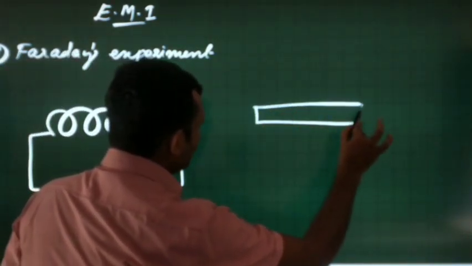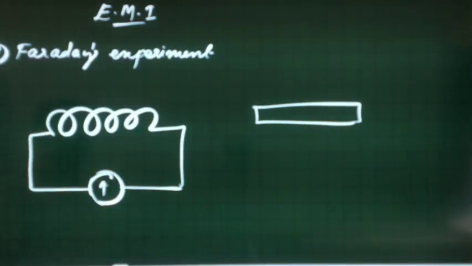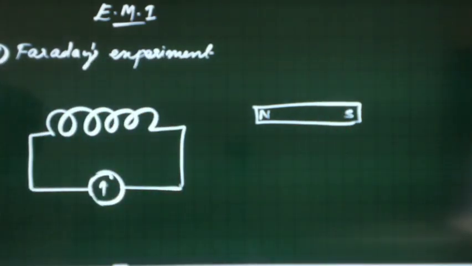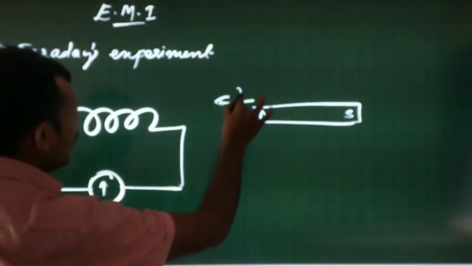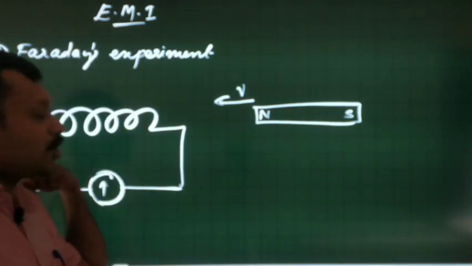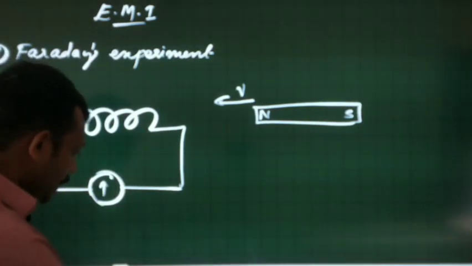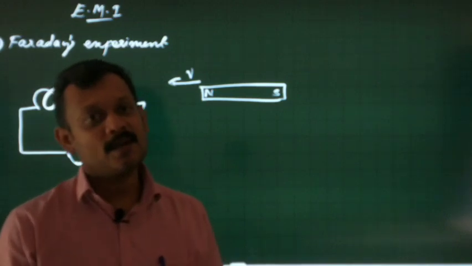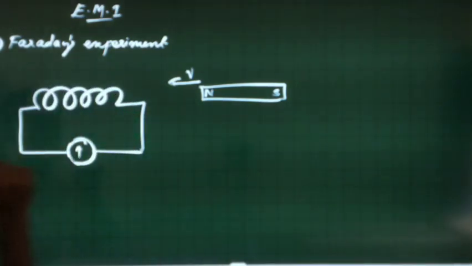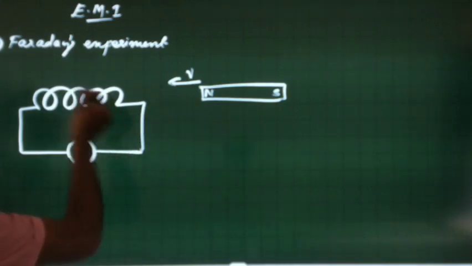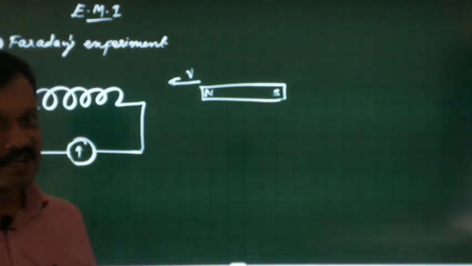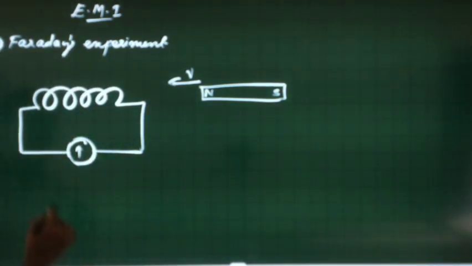Now this magnet is placed here. This is a north pole. This is a south pole. The magnet is placed here. Galvanometer is not showing any deflection. The magnet is now given a velocity V towards the coil. What do they observe? They observe that the coil carries some current. Sorry, the galvanometer shows some deflection when the magnet is coming towards the coil. This is situation 1.